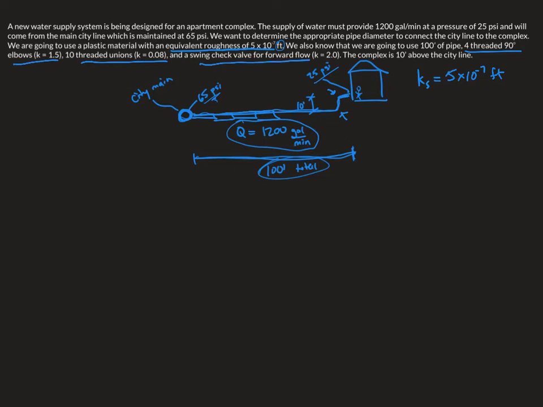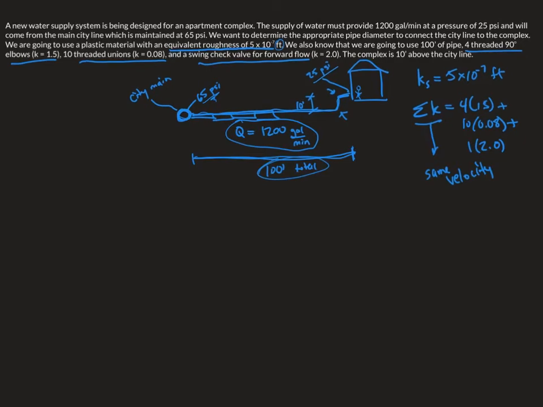But basically the gist of it is that the sum of Ks, if I add up all of these Ks, is 4 times 1.5, plus 10 times 0.08, plus that swing check valve, so it's going to be 1 times 2.0. And I can add all these up because they're all going to have the same velocity. So I can just do this right off the bat because I know it's going to be the sum of Ks times V squared on 2g. The reason is that these are all going through the same pipe.